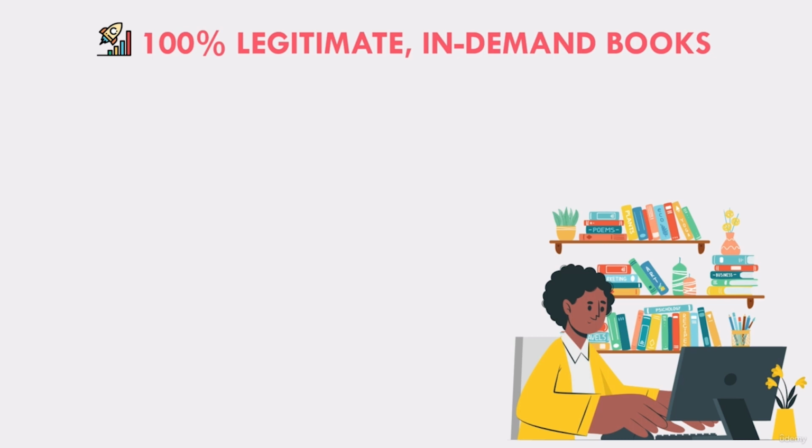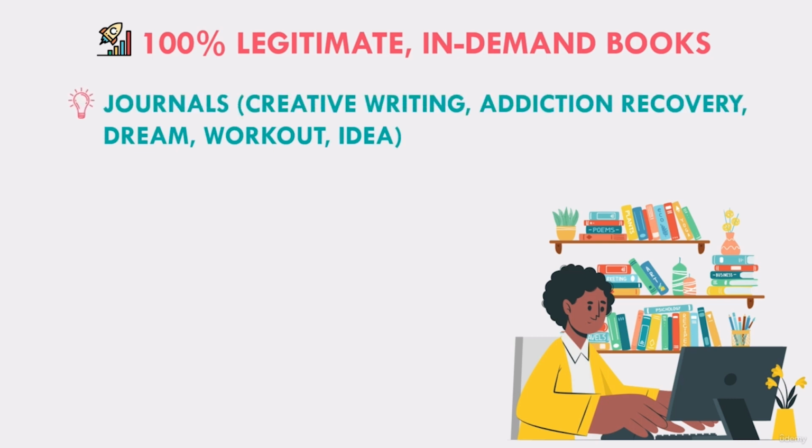So what can they be? There's a huge variety of these kinds of books. For example, journals. You don't write the journals. The buyer writes the journals. You just provide a book essentially with empty pages, right?